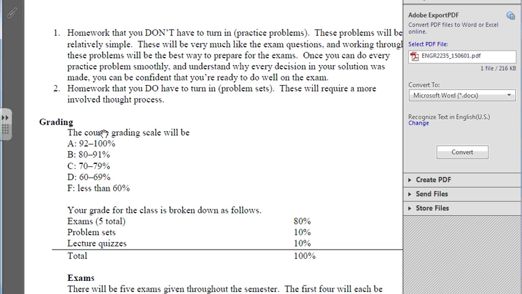The grading for the class is broken down 80% for exams. So exams are by far the biggest part. Then 10% for that handful of problems that you will turn in to me. And then lecture quizzes are another 10%. Actually, lecture quizzes are kind of part of the exam, so really you could think of it as exams being 90% of the class. It's just broken up into two different types of questions.